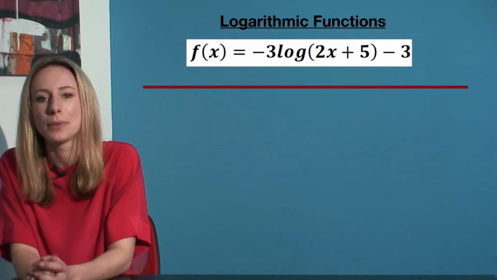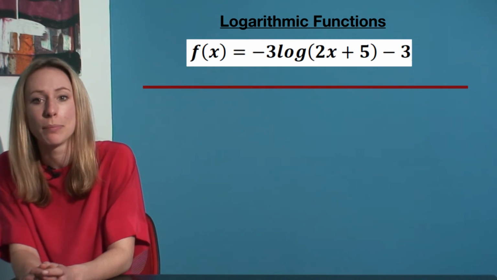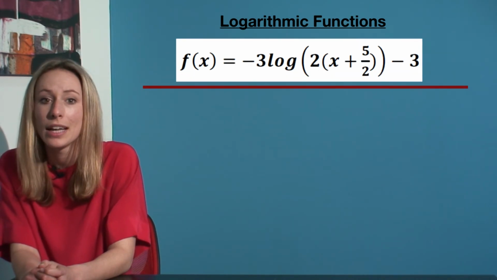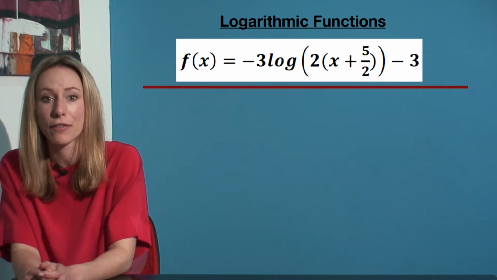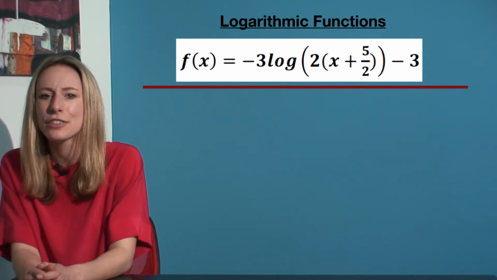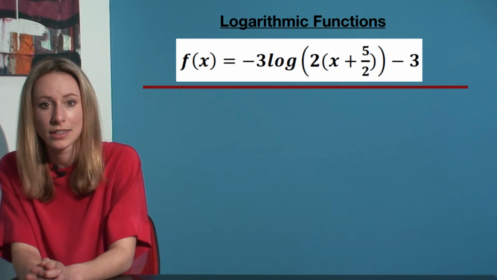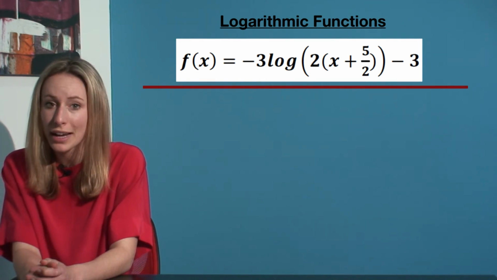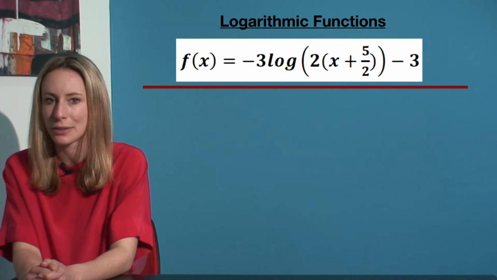Let's now look at an example, such as the function f of x equals negative 3 log of 2x plus 5, minus 3. Which we can rewrite as f of x equals negative 3 log of 2 times x plus 5 over 2, take away 3. Straight away, we can see that there is a reflection in the x-axis, a dilation by a factor of 3 from the x-axis, a dilation by a factor of a half from the y-axis, and a shift of the graph 5 over 2 to the left and 3 down.